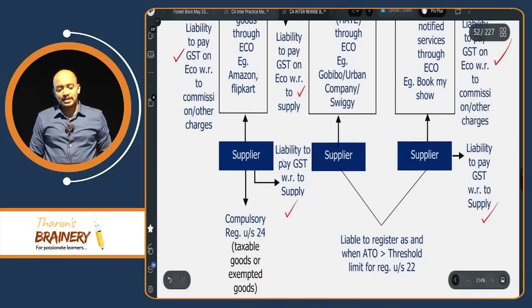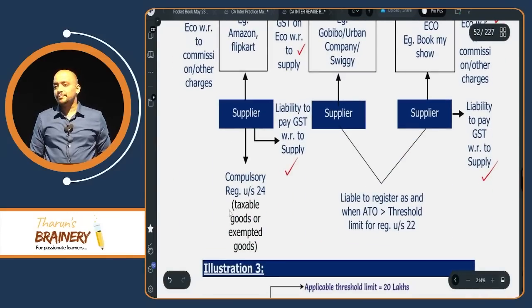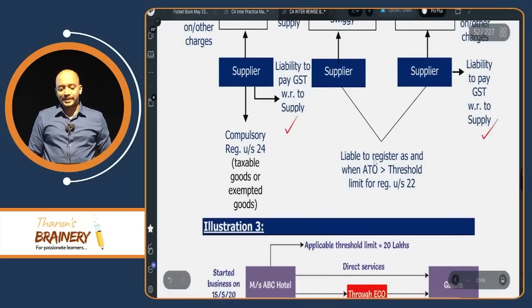Which supplier? First supplier. Supplier of goods through an e-commerce operator is compulsorily required to get registered. What about the second supplier and third supplier? They need to register only when aggregate turnover exceeds the threshold limit for registration.